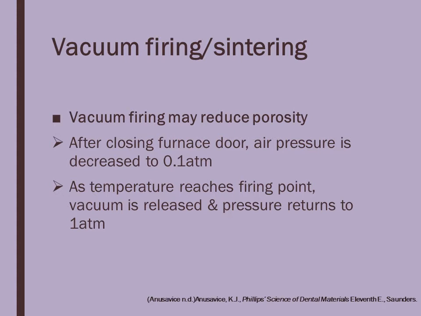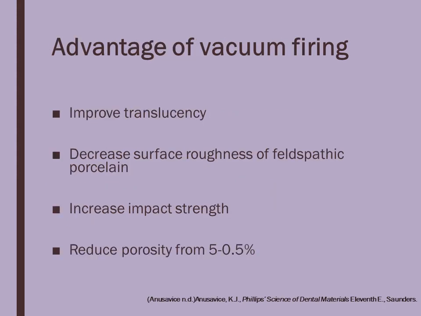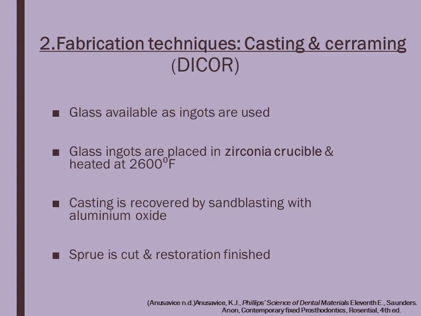Sintering is usually carried out under vacuum, and the advantage is that it reduces porosity, air pressure is decreased, and as temperature reaches firing point, vacuum is released and pressure returns to the room, basically the atmospheric pressure. Advantages of vacuum firing: improved translucency, decreased porosity, increased impact strength, decreased surface roughness. So basically the smoothness of the prosthesis is enhanced, and reduced porosities from 5 to 2.5%.